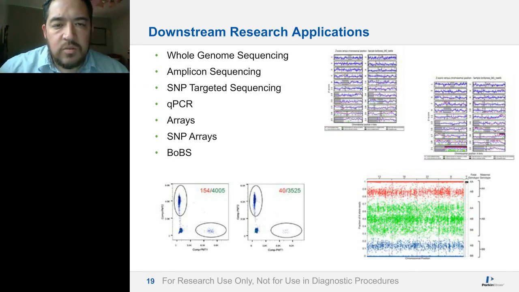So there are a number of downstream research applications that we use with our system: whole genome sequencing, amplicon sequencing, SNP-targeted sequencing, qPCR arrays, SNP arrays, as well as Baxon beads analyses.